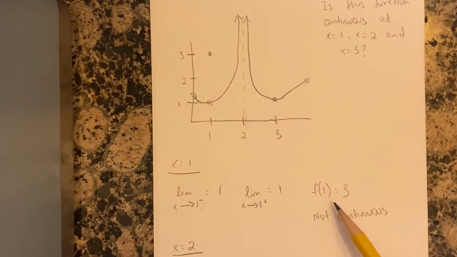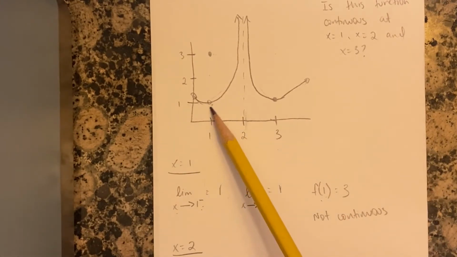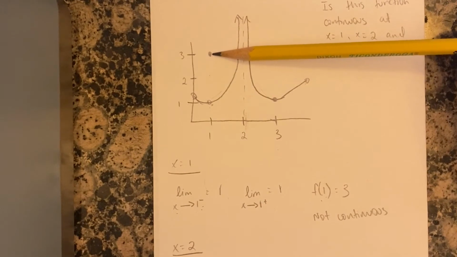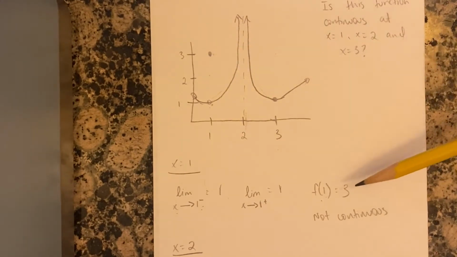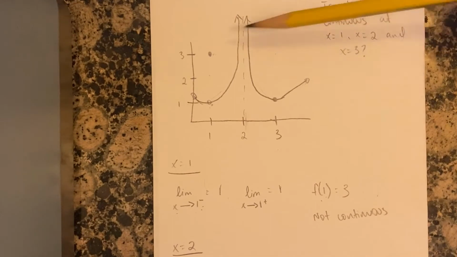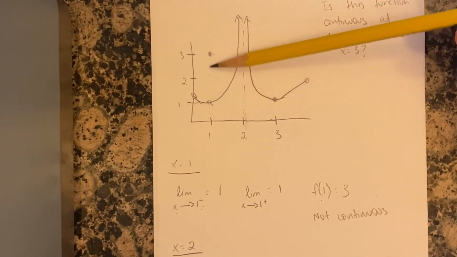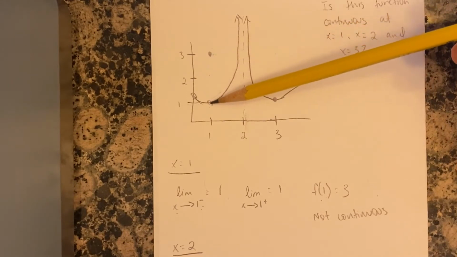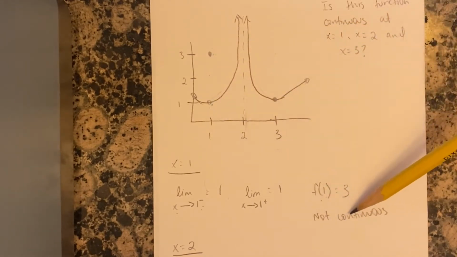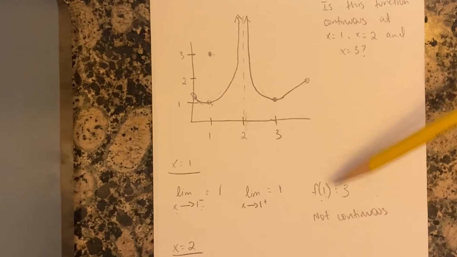Now, when we test f of 1, we see that there's an open circle here, and then a closed circle up here where it's equal to 3. So that means that f of 1 is equal to 3. And this means that we have jump discontinuity, because look at this gap between here, right? We have a closed circle up here and an open circle up here. So we are not continuous at x equals 1.